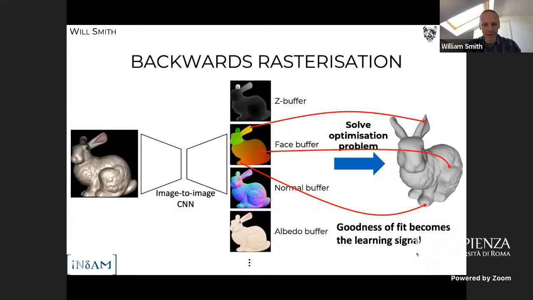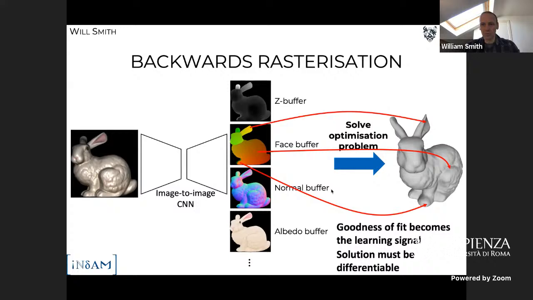And the idea of this backwards rasterization is that the goodness of fit here can become your learning signal. And in that case, you don't need to re-render the model back into the image. You can just directly look at the residual of this fit, and that tells you how good your buffer estimates are. Obviously, the solution to this optimization problem has to be differentiable. We design everything so that this optimization is just a linear least squares problem.